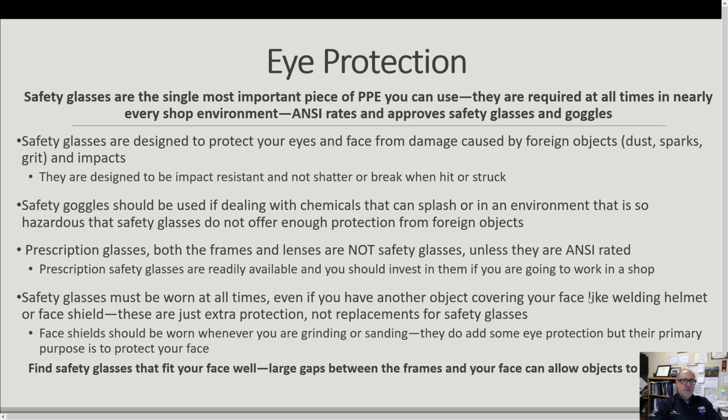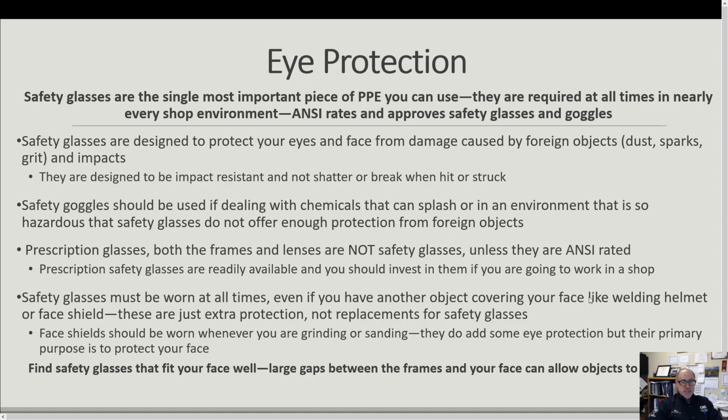Safety goggles should be used if dealing with chemicals that can splash, or if you're in an environment that's so hazardous that safety glasses don't offer enough protection from foreign objects. So if you've got your head stuffed up in a hole, running a die grinder, be wearing goggles to try to keep as much stuff away from your eyes as possible.